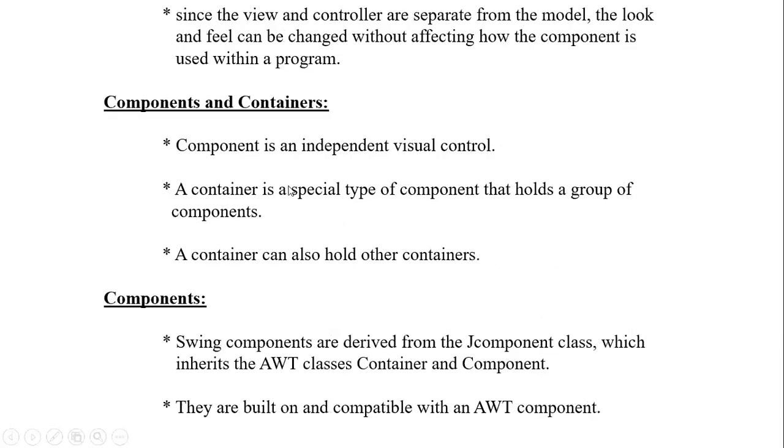Okay. So as I already told you, there are two words that we need to remember. One is components and another one is containers. A component is an independent visual control. That means whatever buttons and elements you place on that particular window, those are nothing but components. A container is a special type of component that holds a group of components.